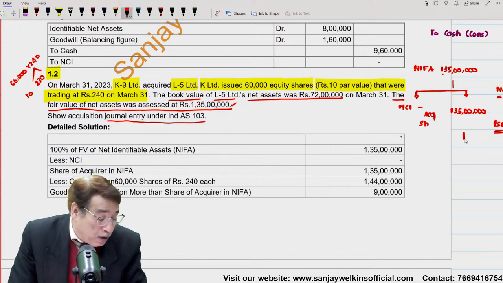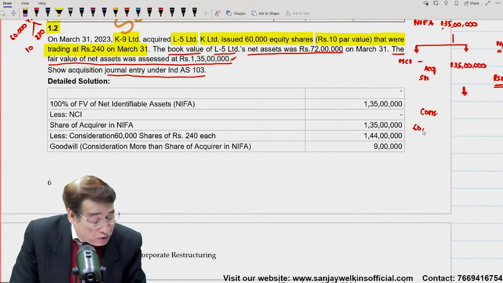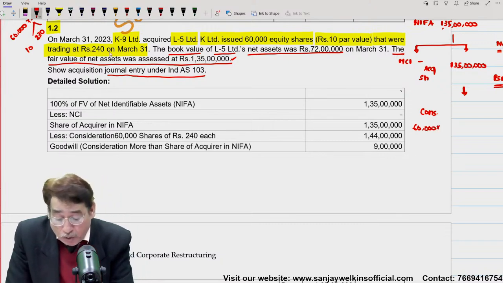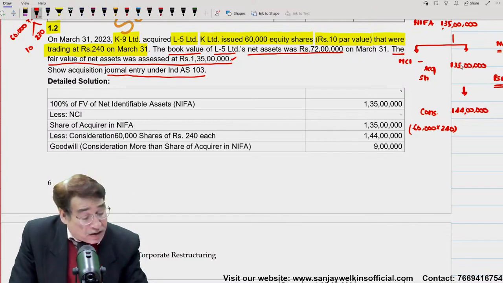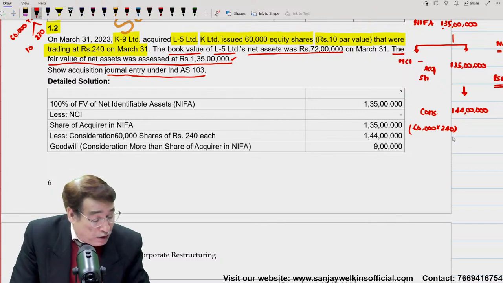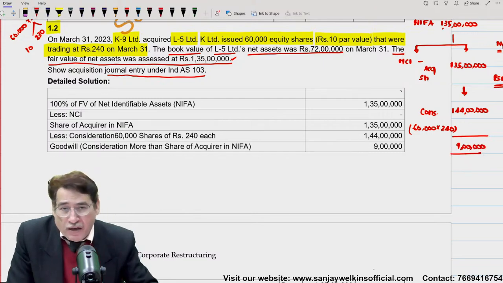Now you will have to compare it with the amount of consideration. What is the amount of consideration in this particular case? To know it, you multiply 60,000 shares with 240, which was given to us. So 60,000 into 240 will be equal to 144 lakhs. Again, your consideration amount is exceeding your share. So quite obviously, this time you are going to have goodwill, and goodwill will be worth rupees 9 lakh. Is it clear to you?